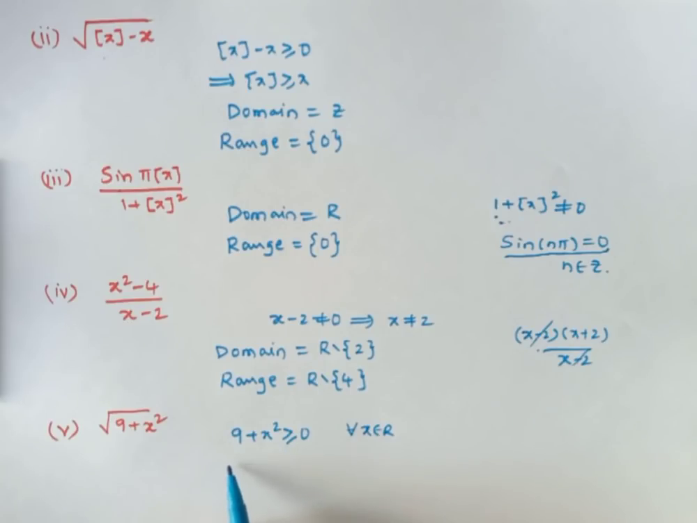So the domain of this... the problem comes only when a negative appears in the middle of the root. If it is 9 plus x square or 10 plus x square or constant plus x square, it is always a positive quantity. So you can give any input for that. So that is all real numbers.